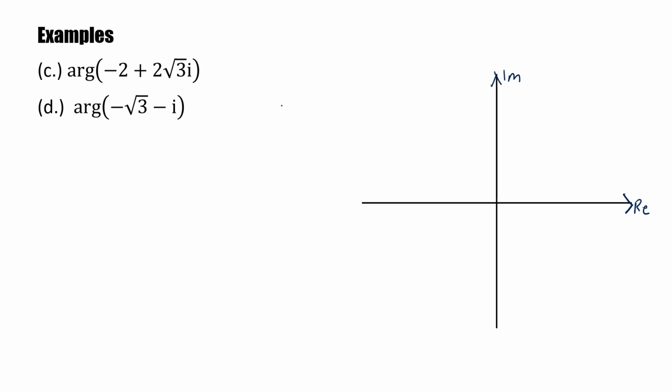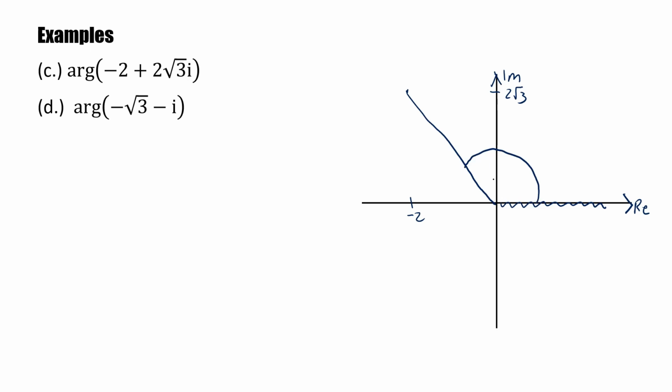Okay, so part C, arg of minus 2 plus 2 root 3i. That would be minus 2, so 2 over here, let's say, is over there. And 2 root 3, let's say that's up there somewhere. 2 root 3i. Okay, so we want the angle it makes with the positive real axis. The positive real axis, though, is over here. Watch out. That means, therefore, the angle we're going to be finding is this angle all the way over there.